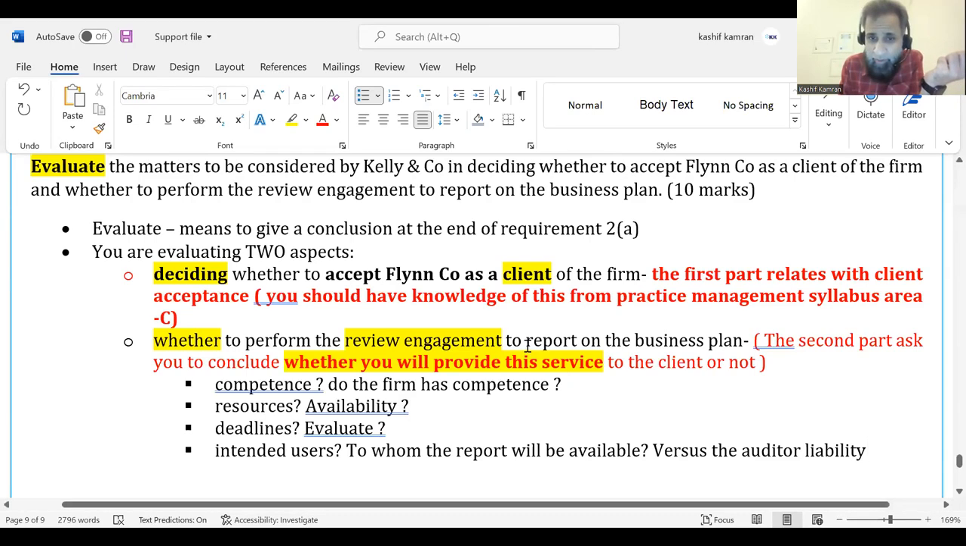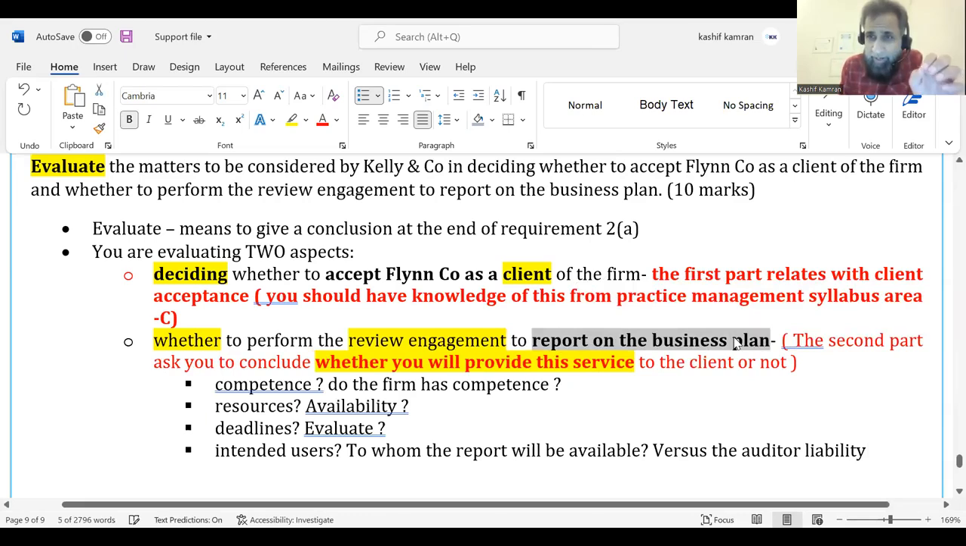So if the management asks me to report on the business plan, my report will be readable by whom? Who will be the audience of my report? I need to report on the business plan, so I need to be very realistic about who will be reading my report and to whom I'm liable.